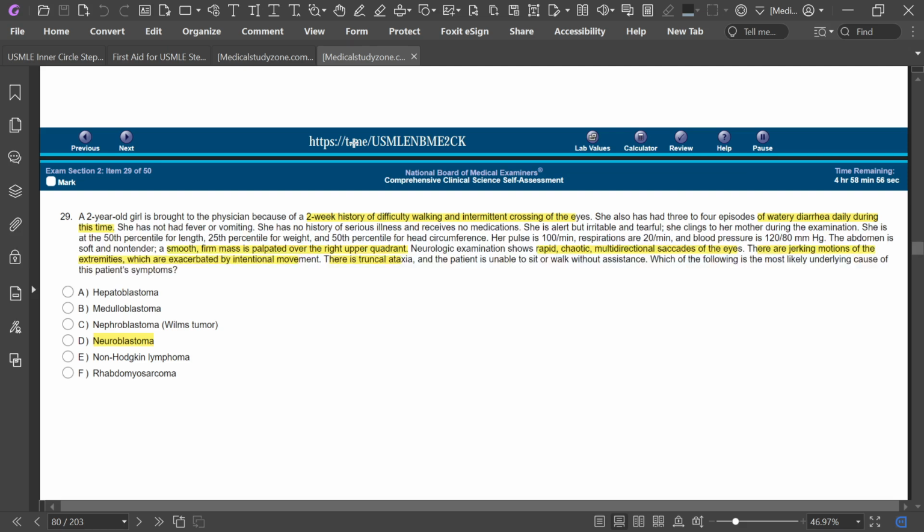So in here, what are the key findings? The opsoclonus, the eye movements, and the jerking movements. This saccadic eye movement is the opsoclonus myoclonus finding.